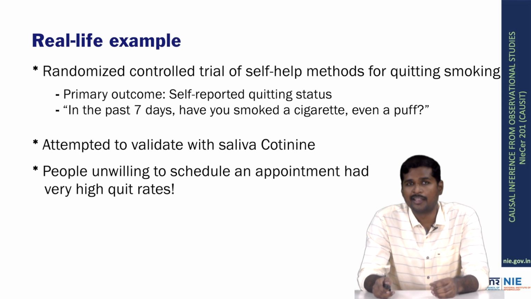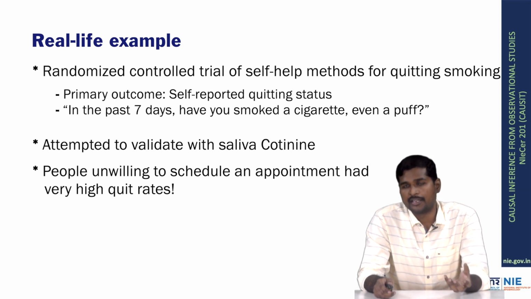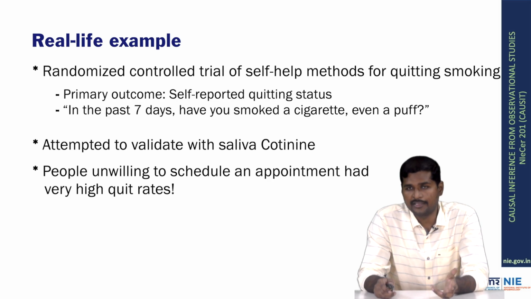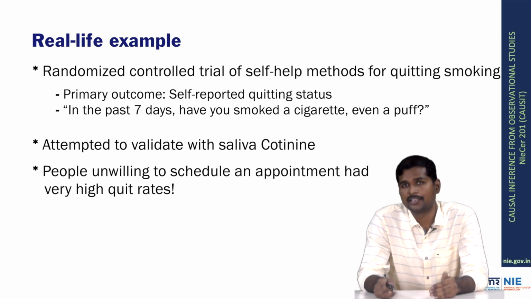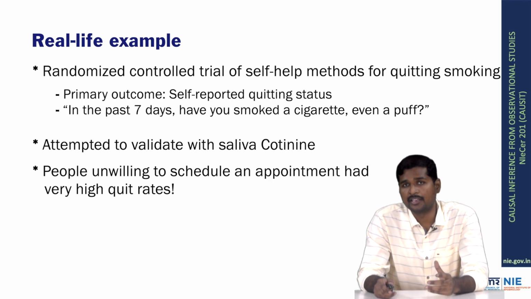So let us look at a real-life example of a randomized controlled trial of self-help methods for quitting smoking. So there are some self-help methods which help people who are smokers to quit. So the primary outcome of such a study, of such a randomized controlled trial, will be self-reported quitting rates. So you ask the people whether they have quit or not, and they are likely to give you an answer like, say, yes, I have quit, or no, I have not quit. So you can ask a question as follows. In the past 7 days, have you smoked a cigarette, even a puff? So this answer can be validated by a laboratory measure, say salivary cotinine values.